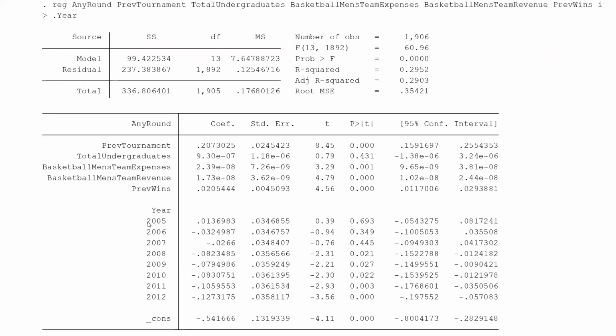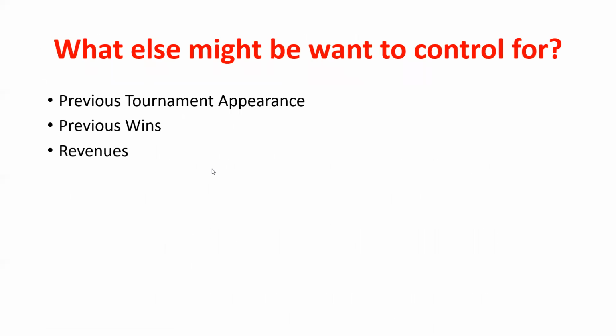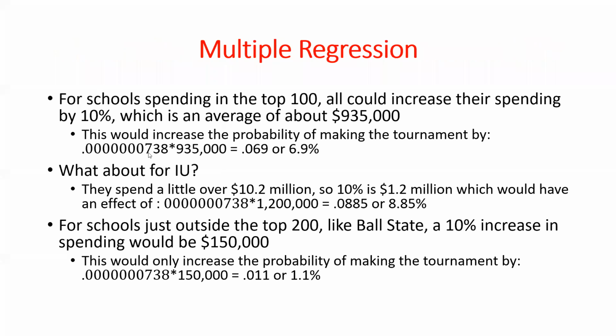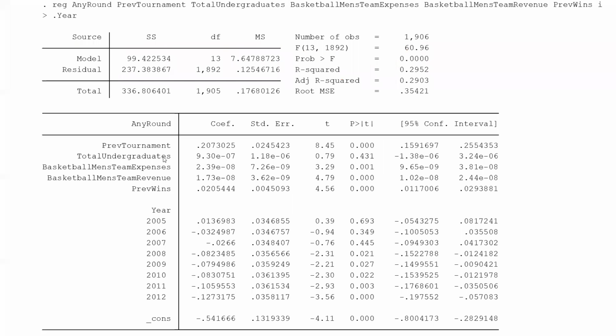To control for year, I just include a 1-0 variable for every single year. I then include these additional control variables. And now I can see that the coefficient on basketball team expenses has fallen by quite a bit. Before it was 0.000007, now it's 0.000002. Still significant. The p-value is still less than 0.05.